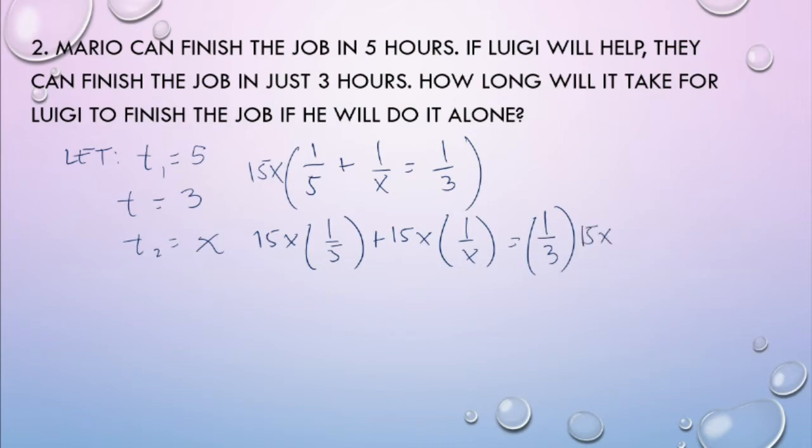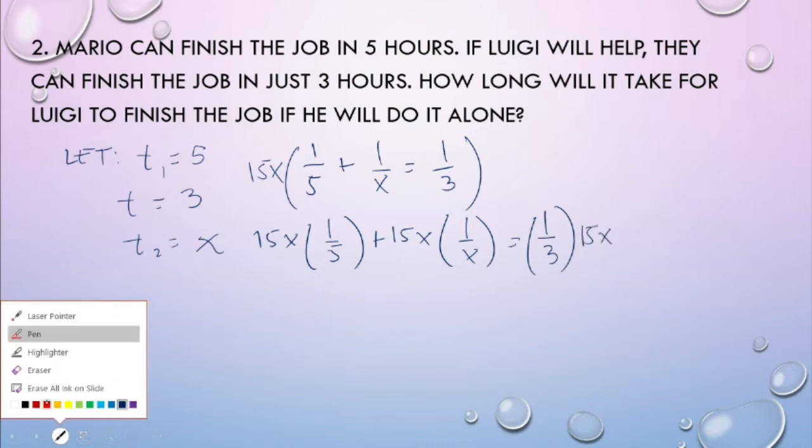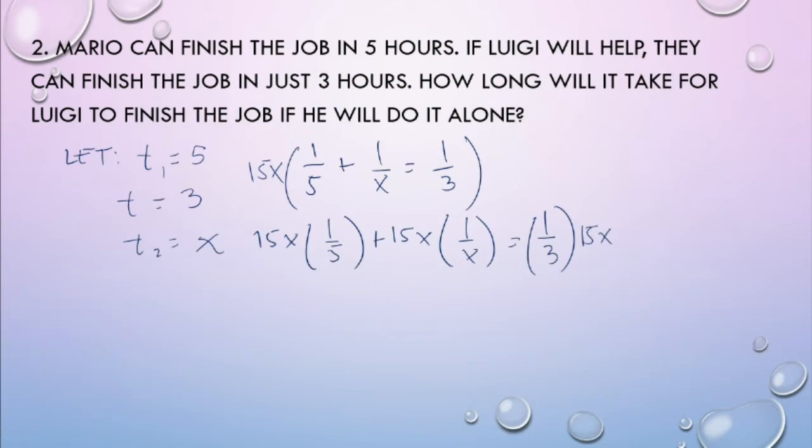Okay? Now, let us simplify. 15x times 1/5, cancel ang 5, 15 will become 3. Then, 15x times 1 over x, cancel ang x. 1/3 times 15x, cancel ang 3, 15 will become 5. Okay? Then, simplify ulit natin. 3x times 1 is 3x. 15 times 1 is 15 equals 5x times 1 is 5x.